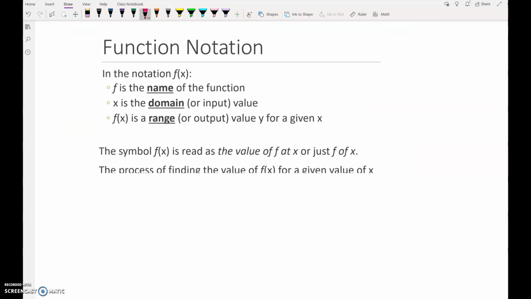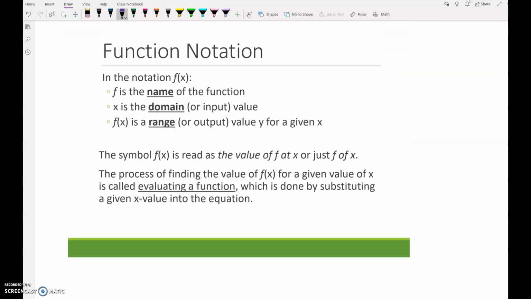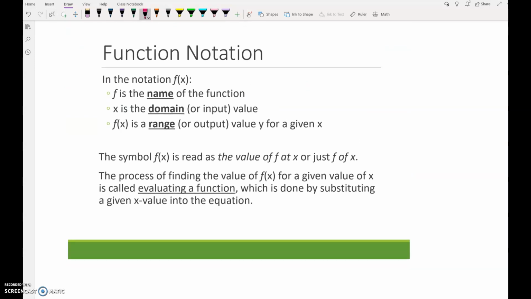Function notation. What you really need to know with function notation is that y equals and f of x equals are the same thing. F of x is a label that means the same thing as y equals. And I'll show you on the next slide why mathematicians love function notation so much.